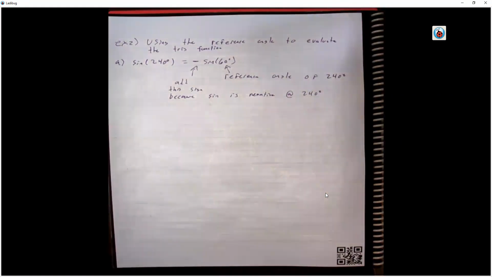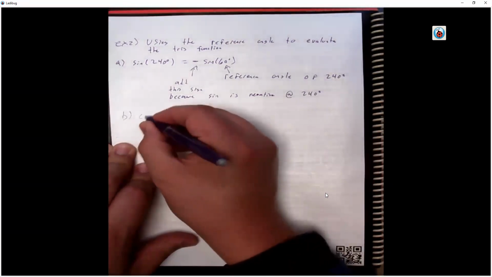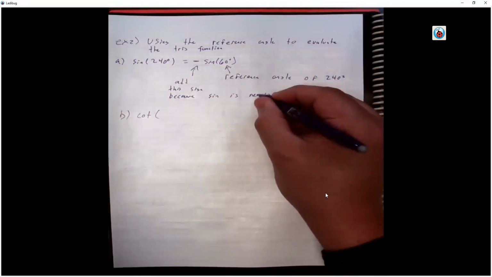Can't think of a moment where I would use this myself. I'm trying to think of one. Maybe in statics or something. Maybe. Anyway. It's not weird because sine is negative. Yeah, that's weird.